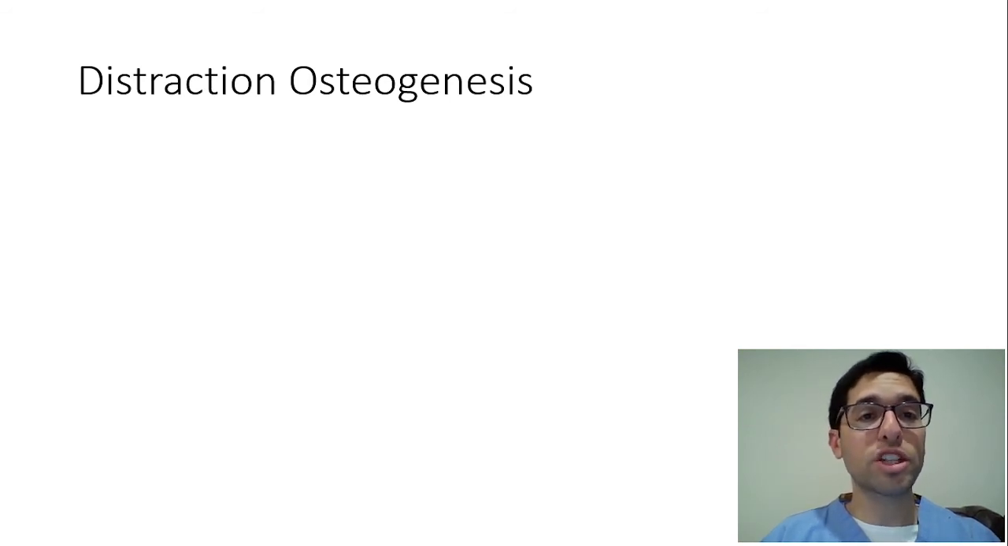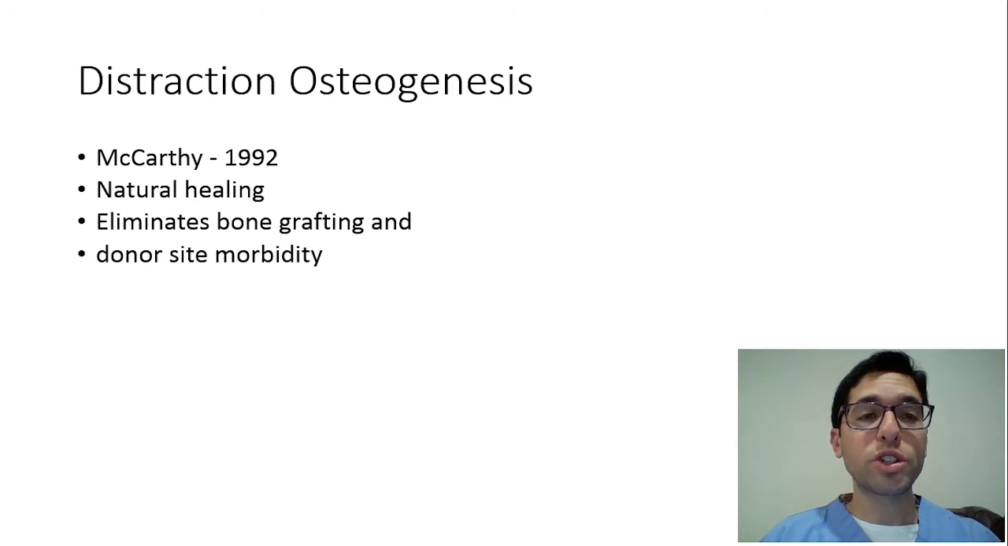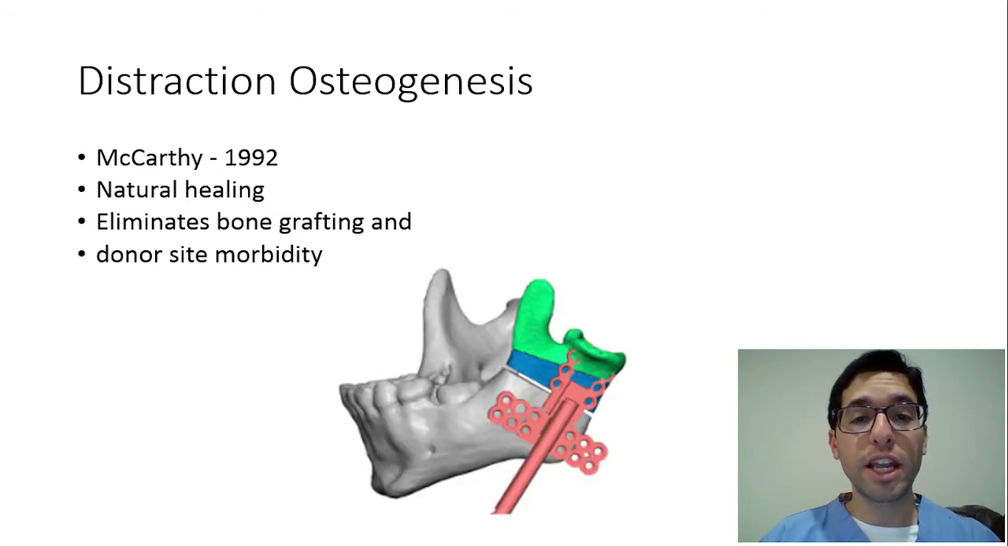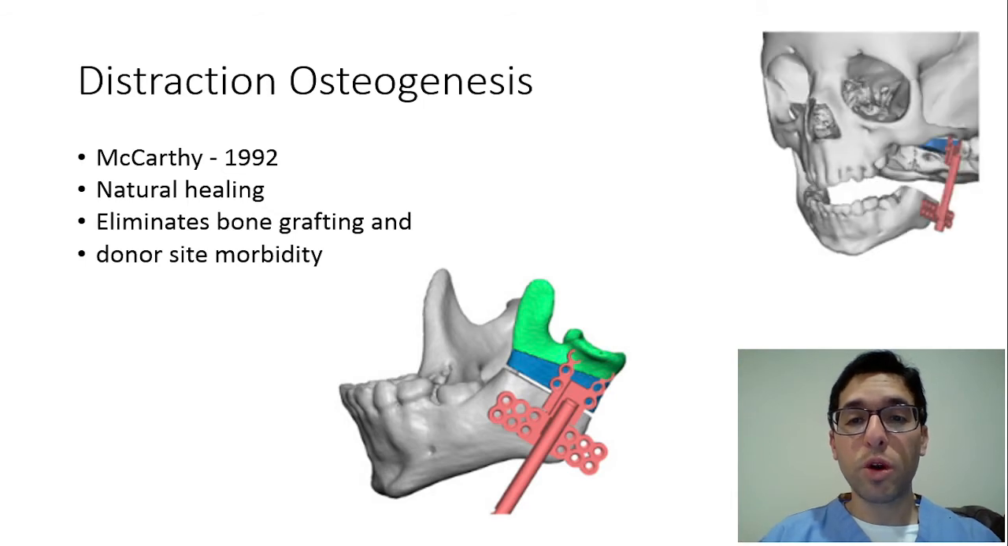Second, we should talk about distraction osteogenesis. Distraction osteogenesis has a long history in the long bones, but it was only popularized in the head and neck region by McCarthy in '92. The advantage of distraction is there is no graft, there is no donor site morbidity. You're just distracting a transport segment, and you're getting bony fill in between. So this is what it would look like. The green segment would be what you're resecting, so you cut this off. The blue segment is your transport segment, and then you're distracting it.